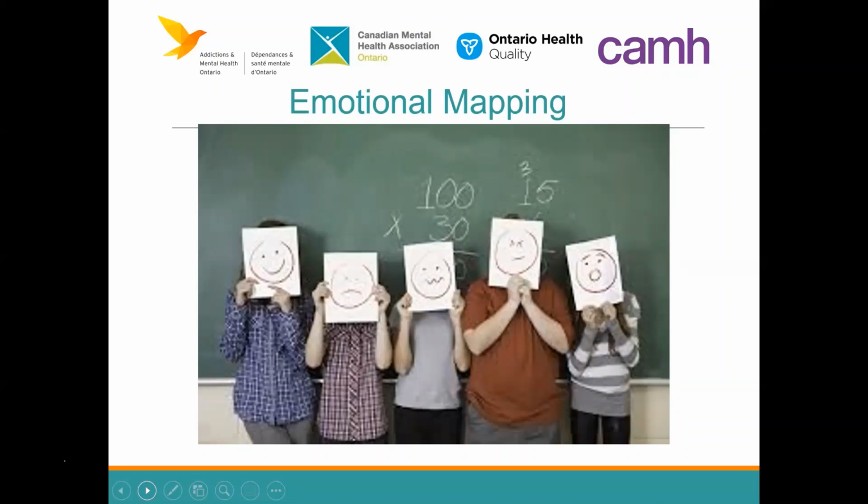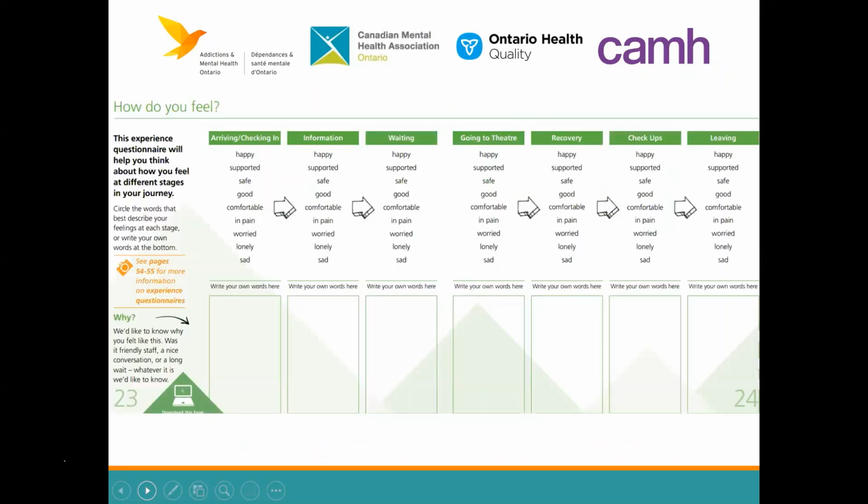When we emotionally map, we're asking people to map their emotions onto a process or onto something that happened. In this case, I'm going to show you how to map emotional mapping right on top of process mapping. You'll remember you've seen this before, and it comes out of the EBD experience-based design guide. They call it an experience questionnaire, and they suggest using standard words for what people might feel in this process.